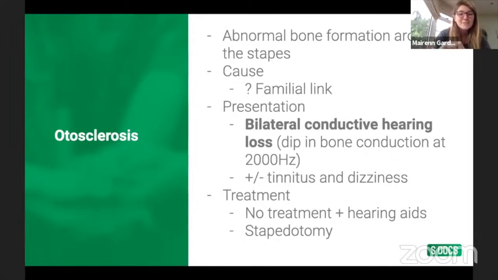These patients might also present with tinnitus and dizziness. Often it's a triad of symptoms that they present with. Often you don't give these patients any treatment apart from maybe hearing aids to improve their hearing. If it severely impacts their quality of life, you can do a stapedotomy where you remove some of the bone around the stapes, but it's not always needed.